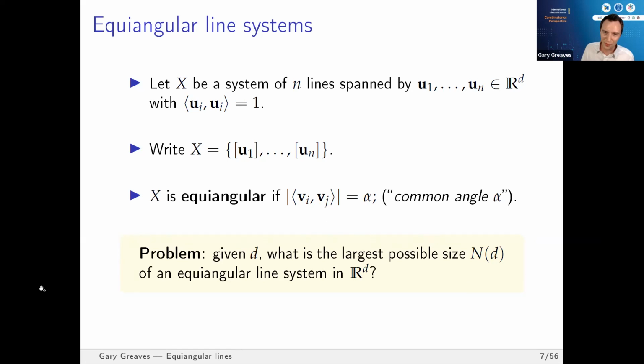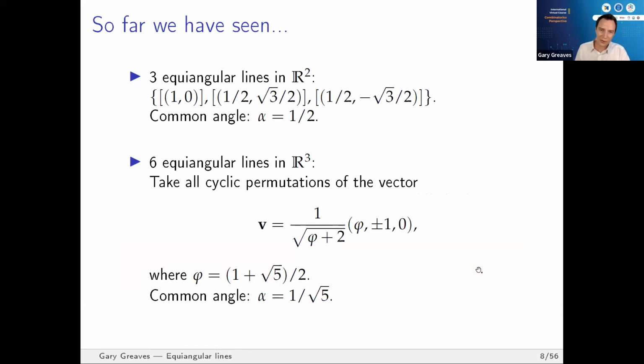So this underlying problem looks like a very natural geometrical problem, but it also has very modern applications. Okay, so let's recap what we've done so far. We've seen how to get 3 equiangular lines in 2 dimensions, and to do that, we use a regular hexagon centered around the origin.